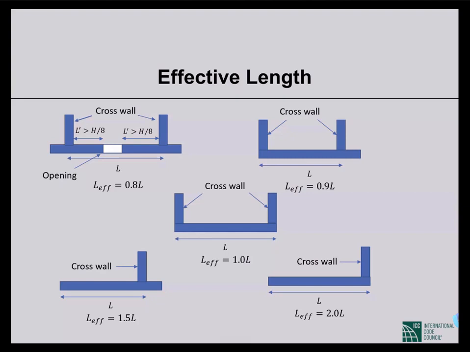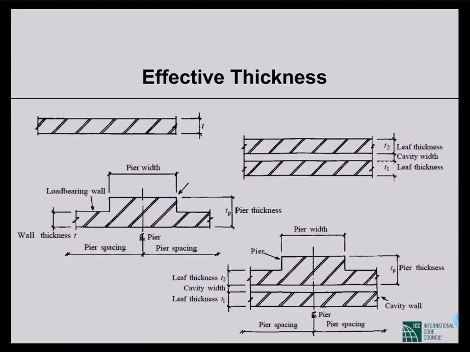And the last case is at the bottom right, where we have a free end and the other end is supported by a cross wall. So in this case, the effective length is twice the length between the free end and the cross wall. So these are different cases where effective lengths are defined in different ways. So we have talked about effective height, effective length. Now we'll talk about effective thickness.